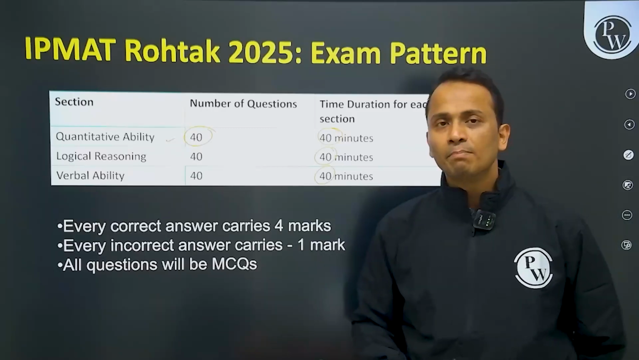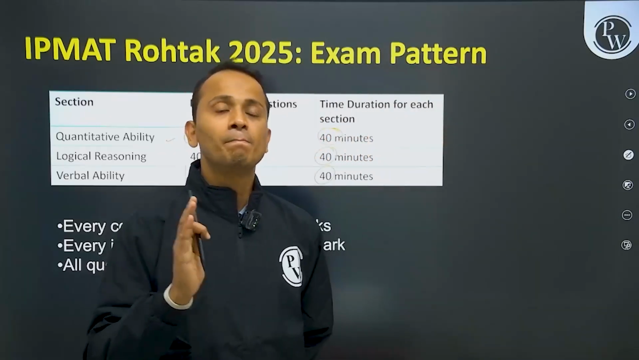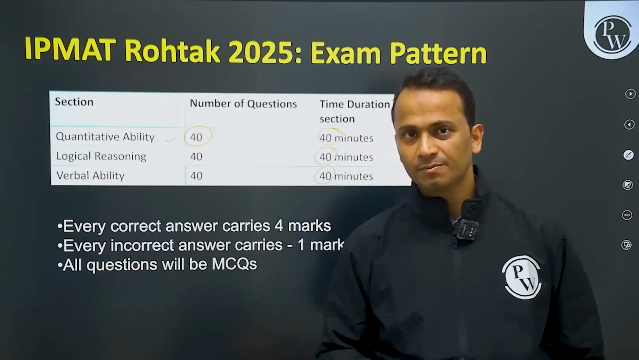As far as the marking scheme is concerned, you will get +4 for every correct answer and -1 for every incorrect answer.